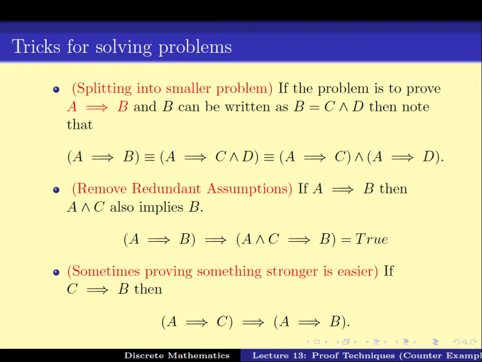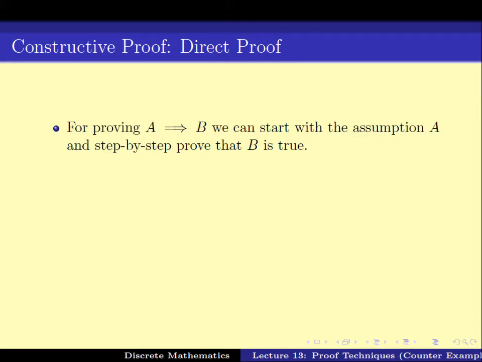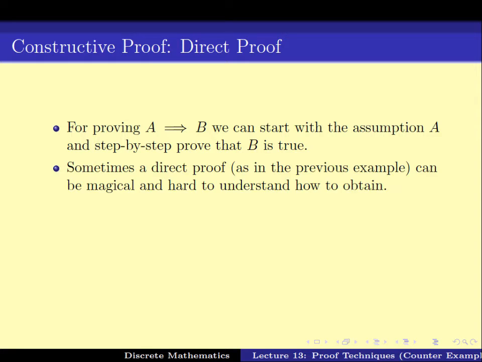Other than these three tricks, we also saw some proof techniques. In particular, we looked at constructive proofs, and in that we saw direct proofs. So in a direct proof, the idea is that to prove A implies B, we start with the assumption A and step by step go on to prove B. But sometimes by doing so, the proof can become very magical, and hence one can imagine that it is hard to get such a proof.